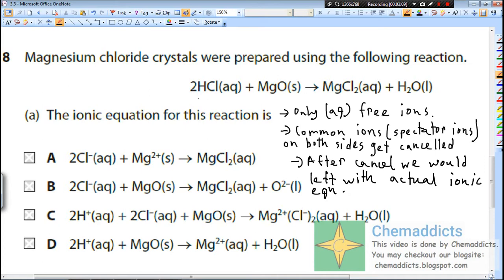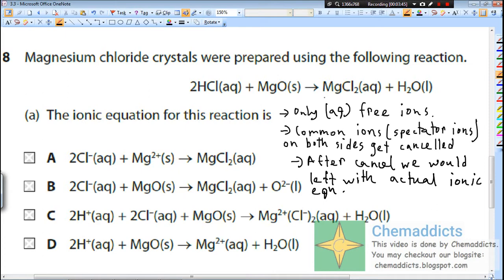So in here we can see that HCl is in aqueous solution, so it will have free ions. Here H plus and Cl minus are free ions. And if we look at magnesium oxide, this is solid, so it won't have any free ions since it is solid. If we look at magnesium chloride, since it is in aqueous solution, it will definitely have positive free ions and negative free ions. Since water is liquid, it won't have any ions.